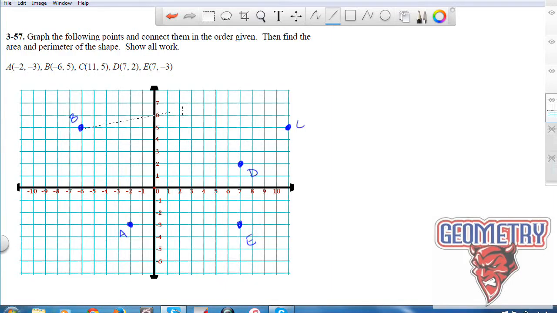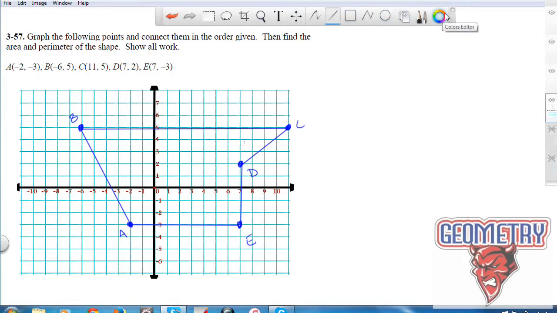Connecting the dots. We're going to get this, well, that's obviously not right. There you go. Get this irregular shaped object, so it's nothing specific that we're used to, like a square, rectangle, or trapezoid or something, but it's a multitude of objects put together.